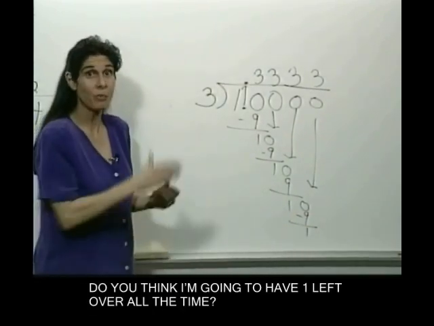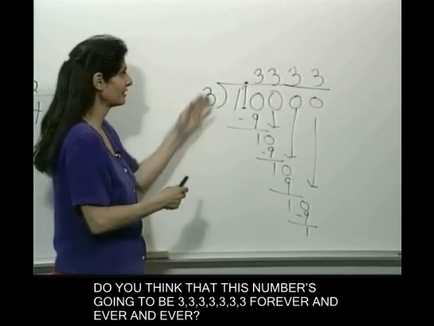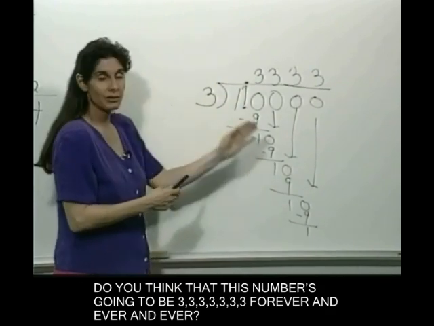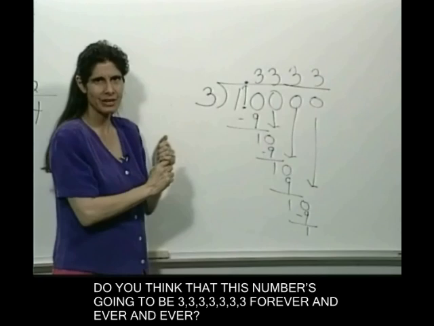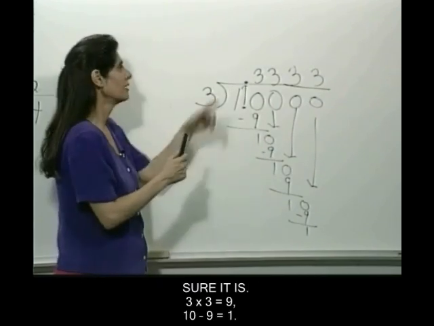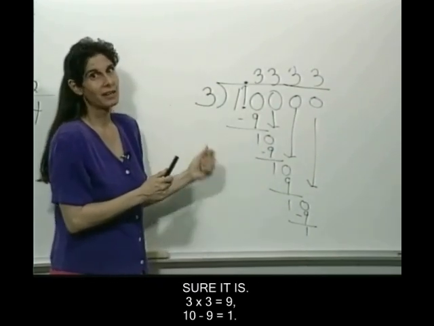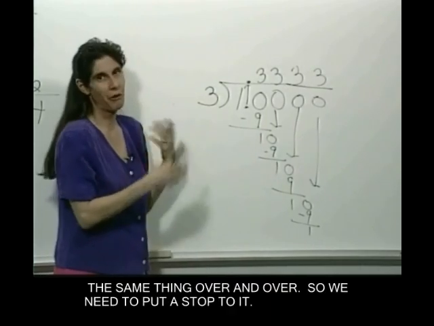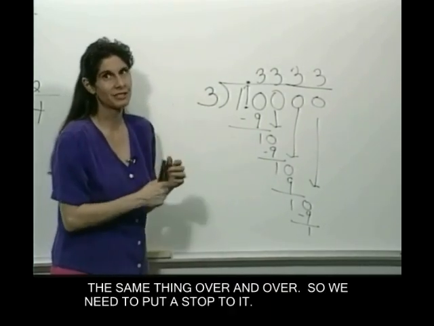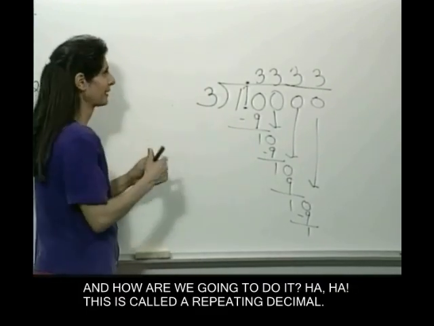Do you think I'm going to have 1 left over all the time? Do you think that this number is going to be 3, 3, 3, 3, 3, 3, 3, 3 forever and ever and ever? Sure it is. 3 times 3 is 9. 10 minus 9 is 1. Same thing, over and over. So we need to put a stop to it. And how are we going to do it?